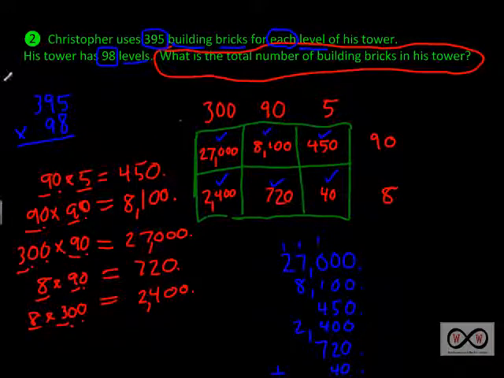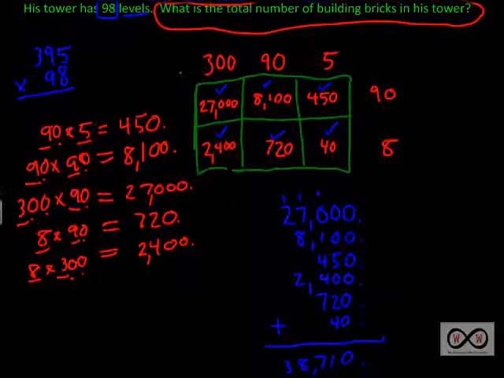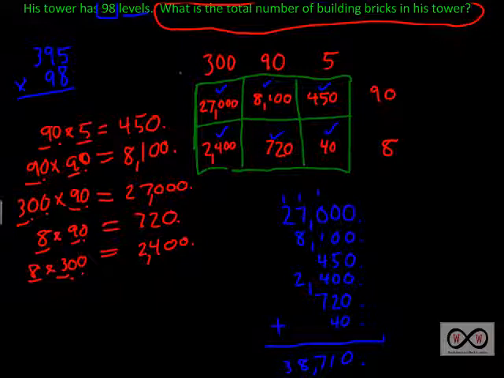So now how would that answer our question? Let's see. What is the total number of building bricks in his tower? Well, we multiplied the 395 bricks for each level, and there were 98 levels, so that's 395 times 98, and we used our distributive grid method to come up with a total of 38,710. So what is the total number?